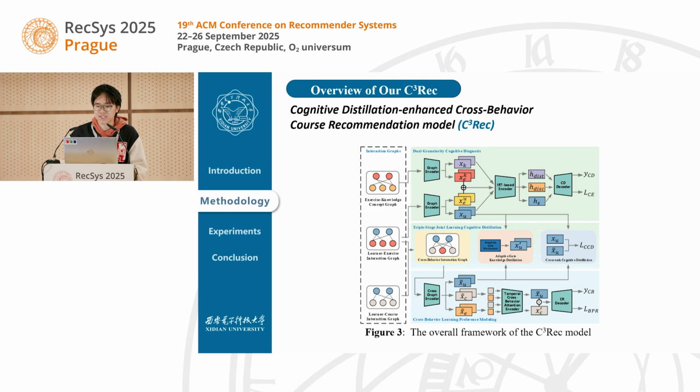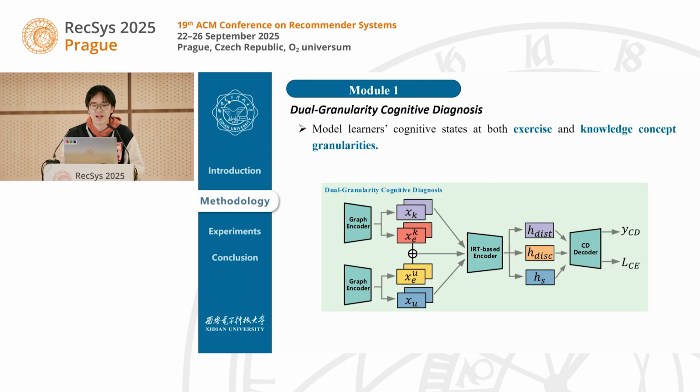The whole model is made of three different components. The first one is the dual granularity cognitive diagnosis component. It can model the learner's cognitive states at both the exercise and knowledge concept granularities.